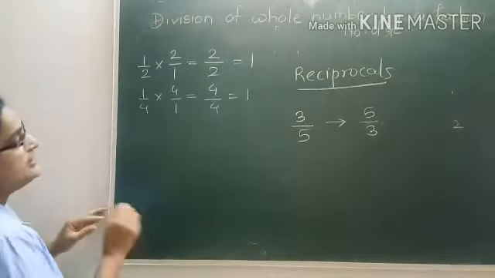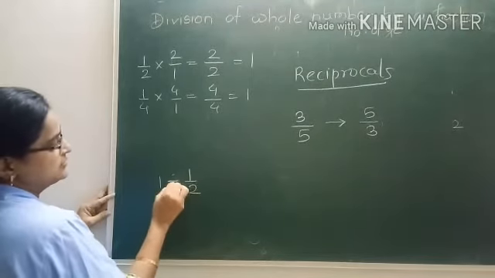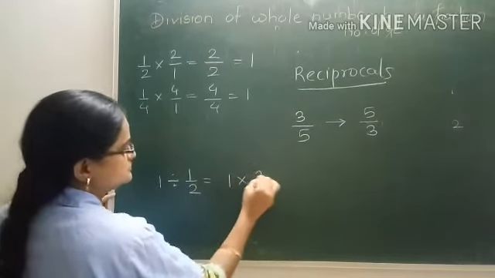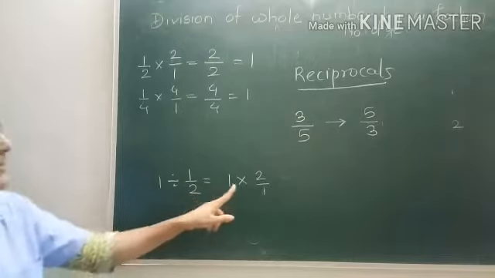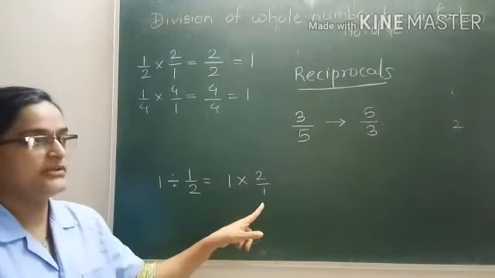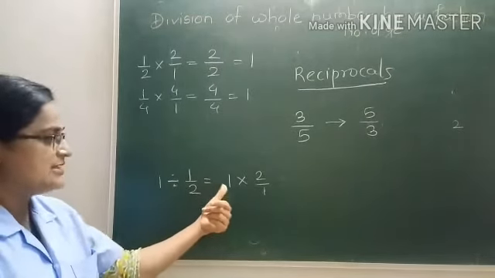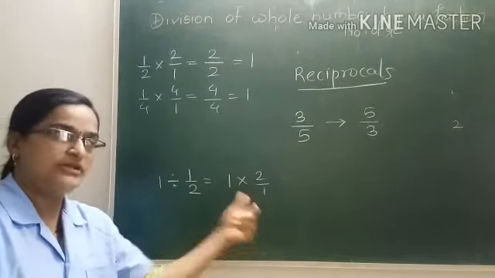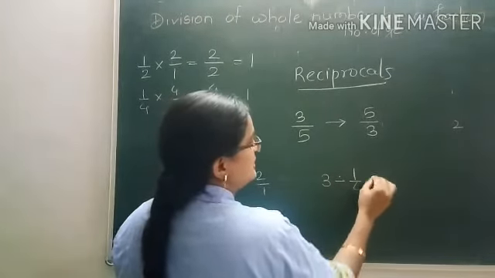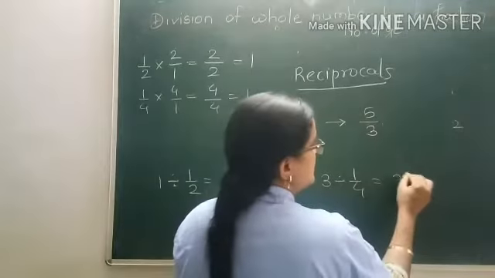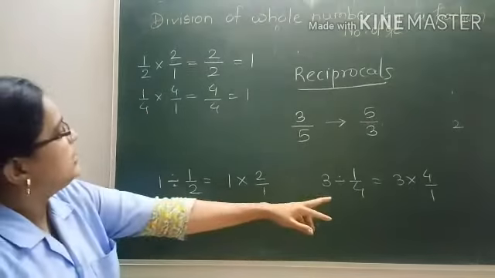Okay. So then may I say that dividing by a fraction is multiplying by its reciprocal. Just now we have proved that 1 divided by 1 upon 2 is the same as 1 multiplied by 2 upon 1. We have proved it. One more example we have proved, that 3 divided by 1 upon 4 is 3 multiplied by 4 upon 1. Just see the previous part. Okay. We have proved this.